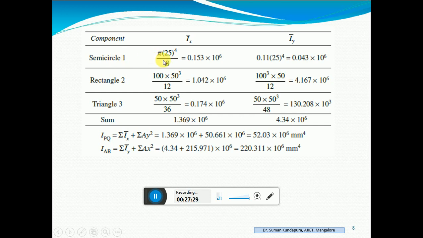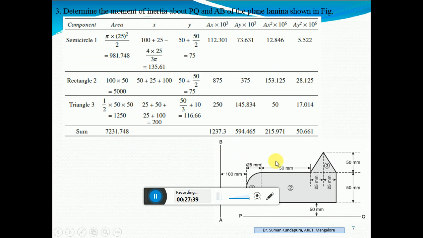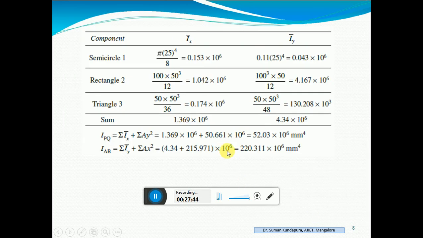For semicircle, what is the formula for Ix bar? Look into your derivations. It is pi r to the power 4 divided by 8, when there is a reference axis here. Okay. So it is pi r to the power 4 by 8. You got this answer because radius is 25. Next, Iy bar is 0.11 r to the power 4. Substituting the radius, you get Iy bar.